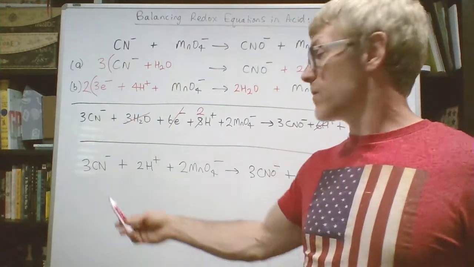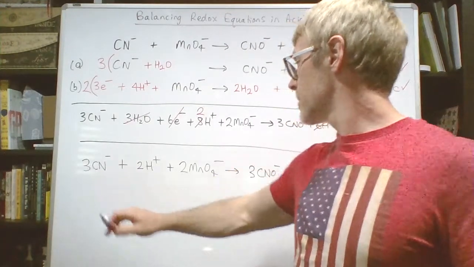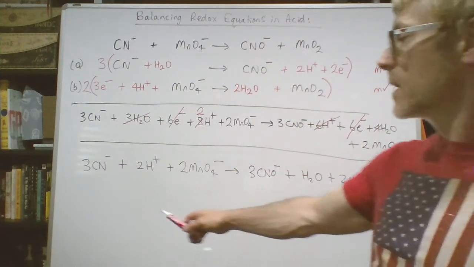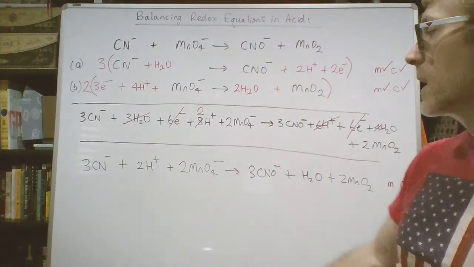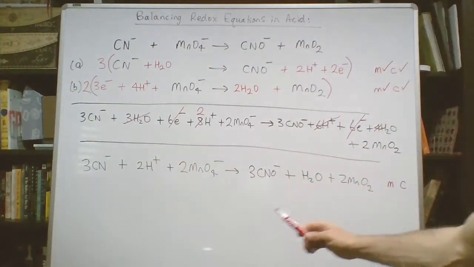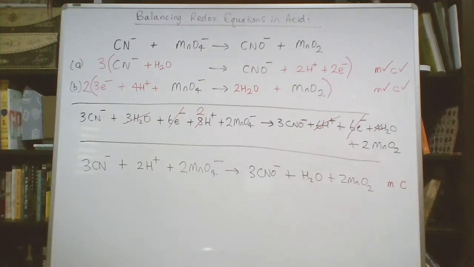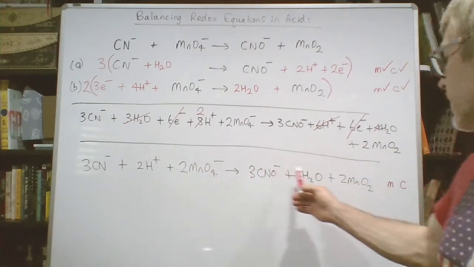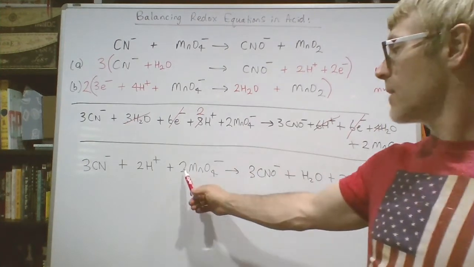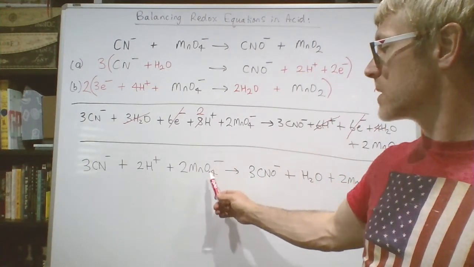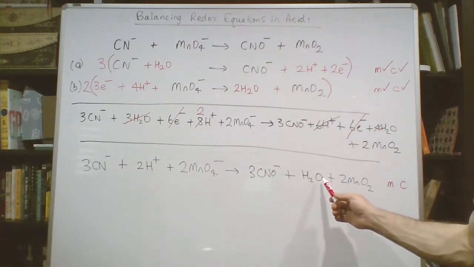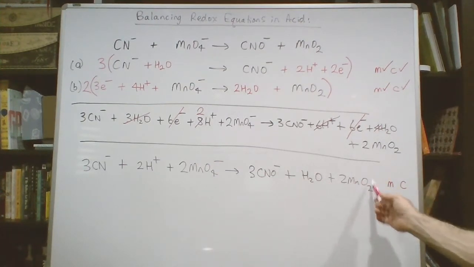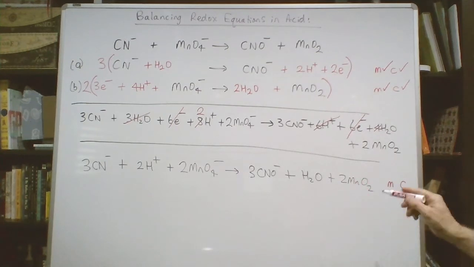Always check your mass first. I have 3 carbons on either side. I have 3 nitrogens on either side. I have 2 hydrogens on either side. I have 2 manganese. I have 2 multiplied by 4, which is 8 oxygen. I have 3 oxygen here, plus 4, plus 2 by 2 is another 4, so I have 8 oxygen total. So my mass is balanced.